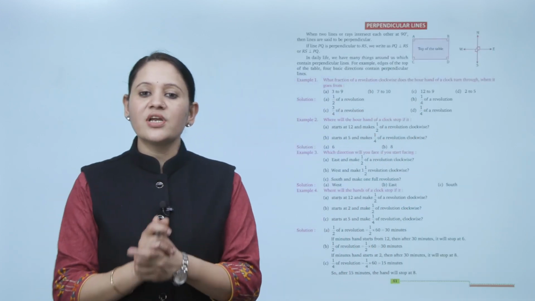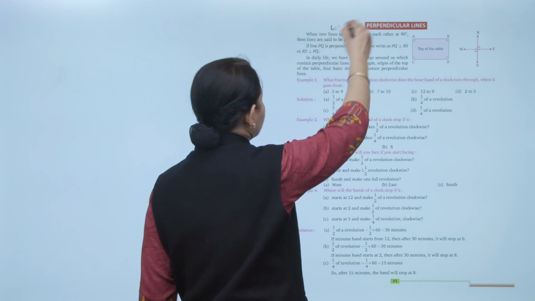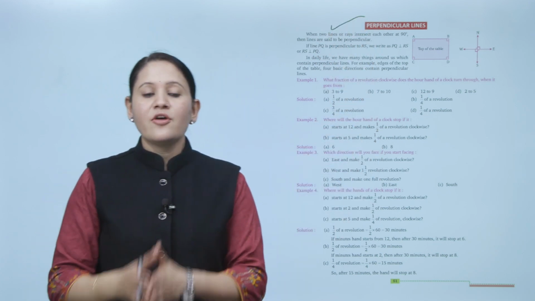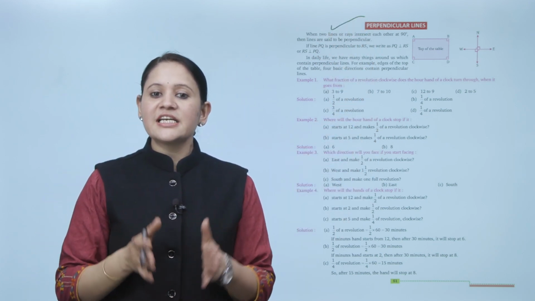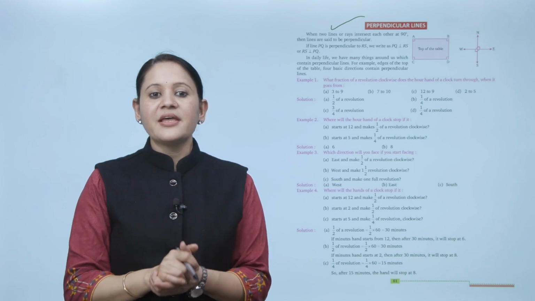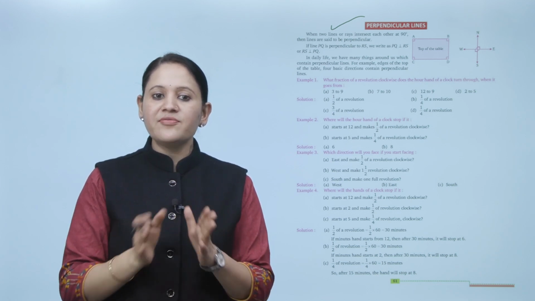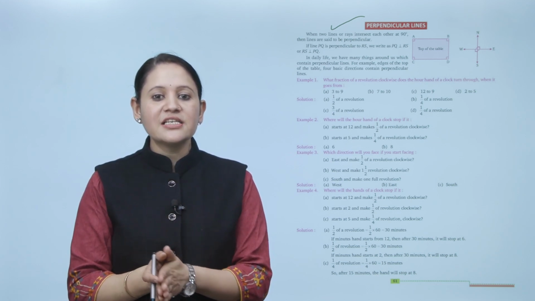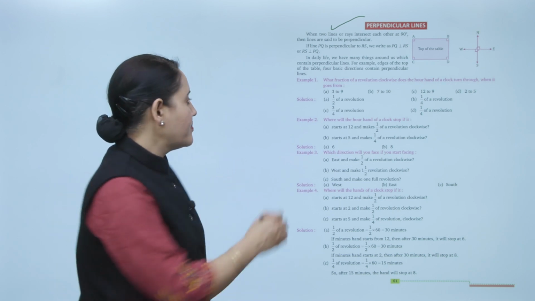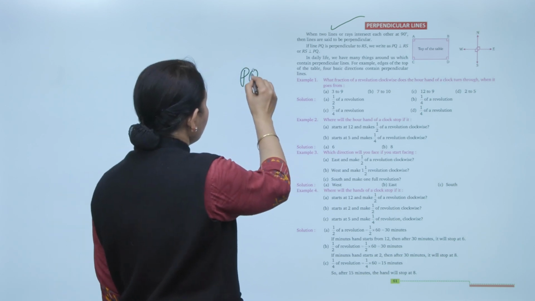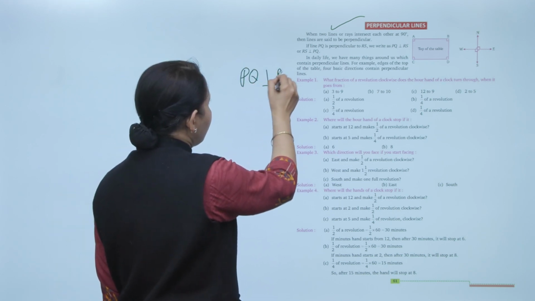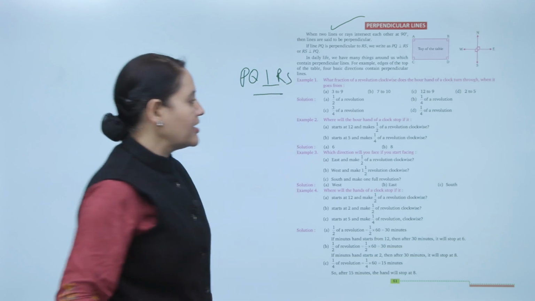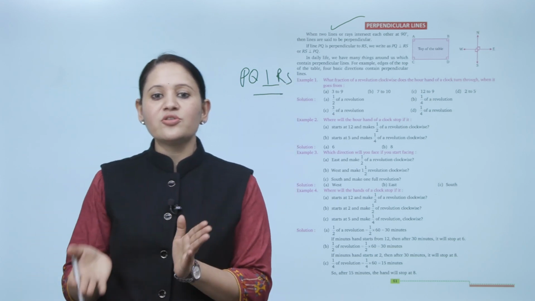Next is perpendicular lines. When two lines or rays intersect each other at 90 degrees, then the lines are said to be perpendicular. If the line PQ is perpendicular to RS, we write it as PQ perpendicular to RS. This is the sign of perpendicular. Clear? Or RS is perpendicular to PQ.